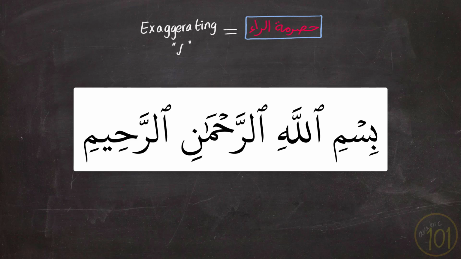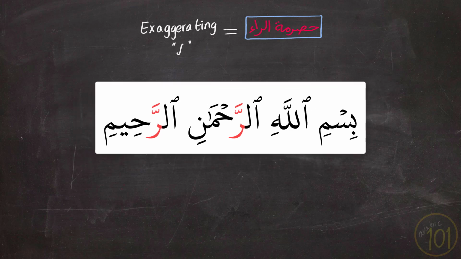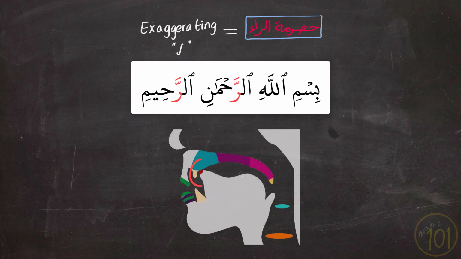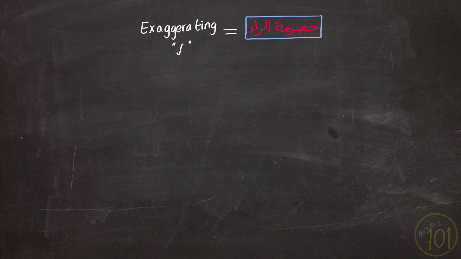Bismillahirrahmanirrahim. Here, if I'm exaggerating the ra in these two positions, I will say this. Bismillahirrahmanirrahim. Now here I'm pressing my tongue too much. This is not the proper sound and it should not sound like this. You can also hear that the air is trapped behind the tongue and it is not released properly because you're pressing the tongue too much. One more example.